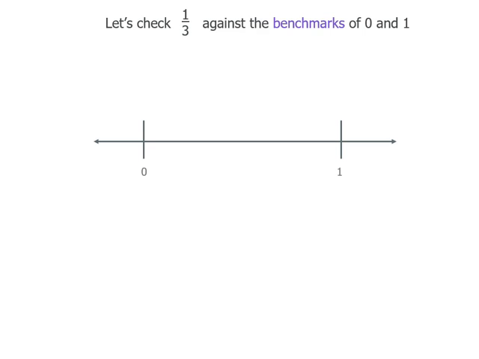So here's our number line from 0 to 1. Now our denominator is 3, so we need 3 equal parts. And our numerator is 1, so there's 1/3. There's 2/3. Now if we mark 1/3, what we can do now is see if it's closer to 0 or 1. And you might already be able to tell, but let's just check.